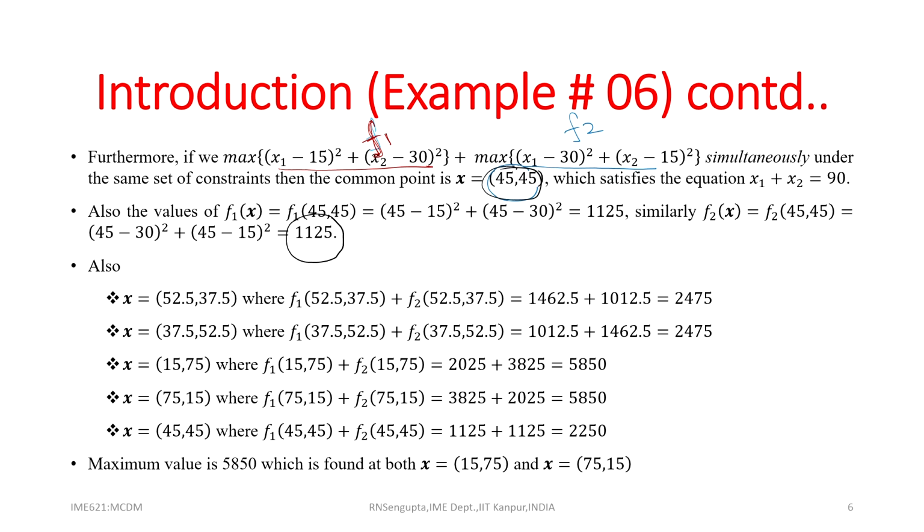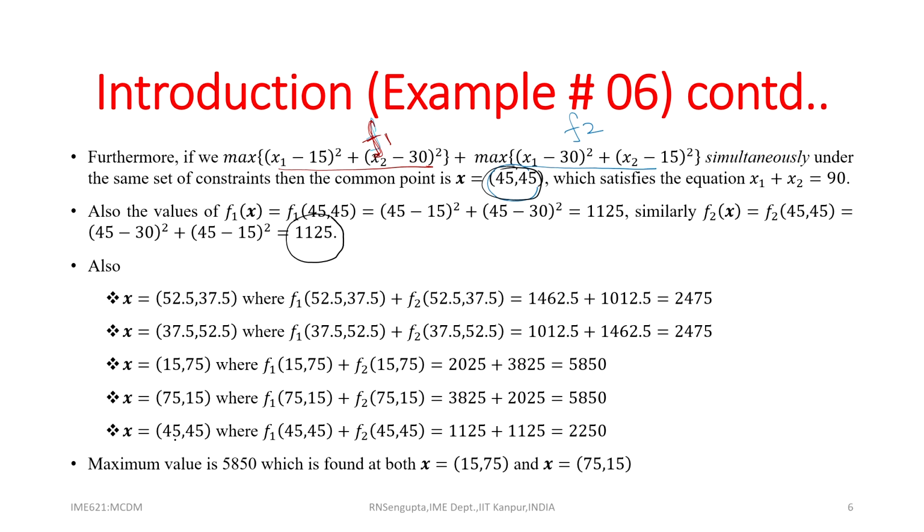Now, if I try to find the values of f 1 and f 2 at different points, and I consider a set of points, I will just highlight them. The ones given by the stars are 52.5, 37.5; 37.5, 52.5; 15, 75; and 75, 15. So, these were the corner points for x 1 plus x 2 equal to 90, and one point being 45, 45, which we have found.